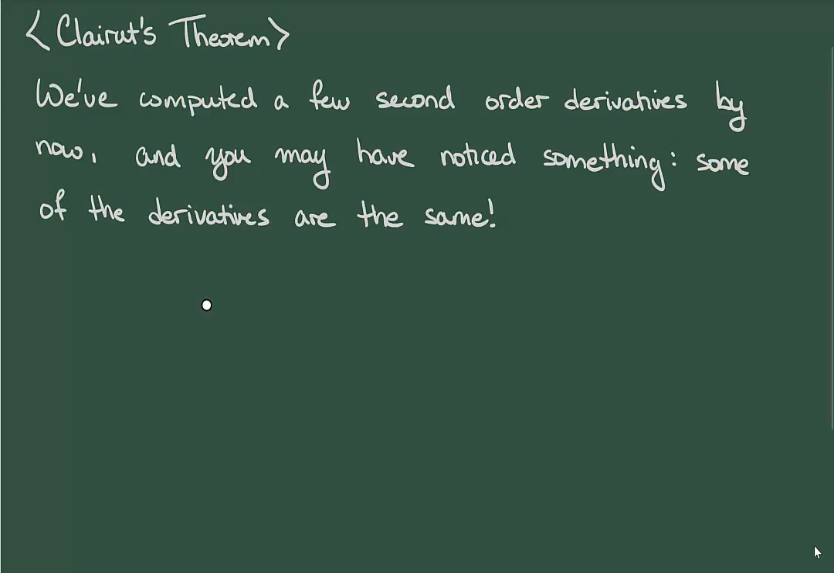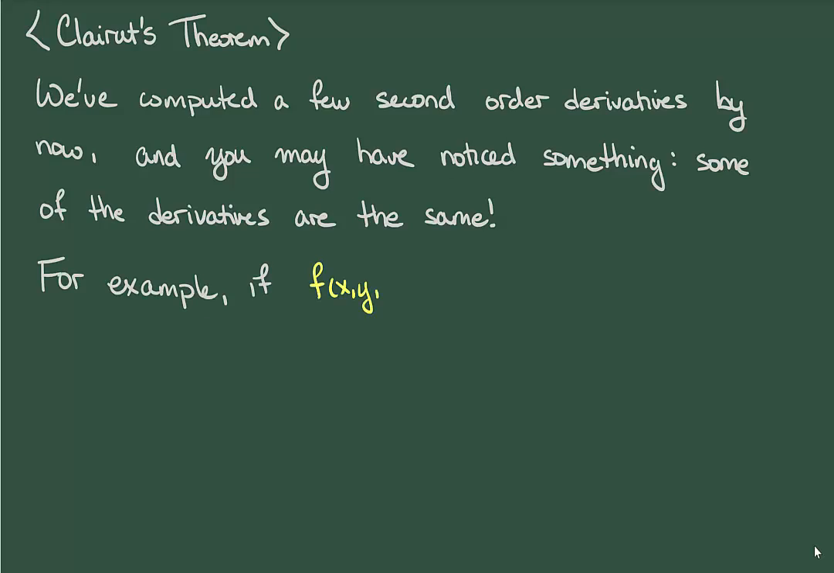We've computed a few second-order derivatives by now, not only in these videos, but hopefully you've tried out a few yourself. One thing that you may have noticed is that oftentimes there's a lot of redundancy. Some of the derivatives end up being the same. Is that a coincidence? And if you haven't noticed it, let's do a quick example to point it out.